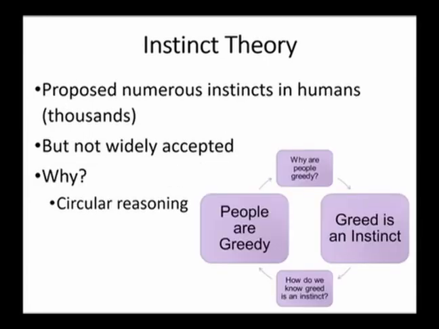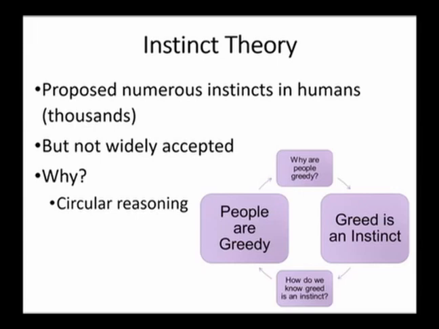And so when people started talking about instinct theory, they started talking about thousands of different possible instincts that could exist in humans. Everything from how we act when we're given food. So you get hungry and you want food, or you enjoy warm spaces for a particular reason. Those could all be instincts because they come from something internal and instinctive. But the theory never really got off the ground.